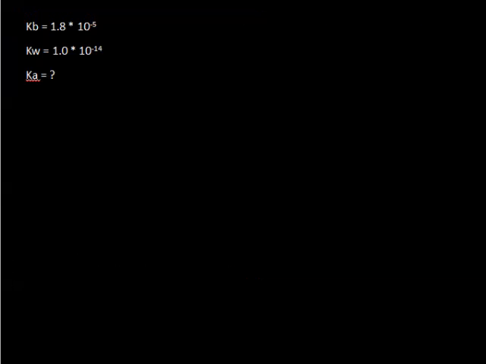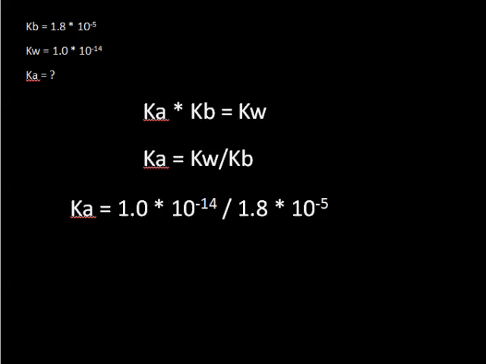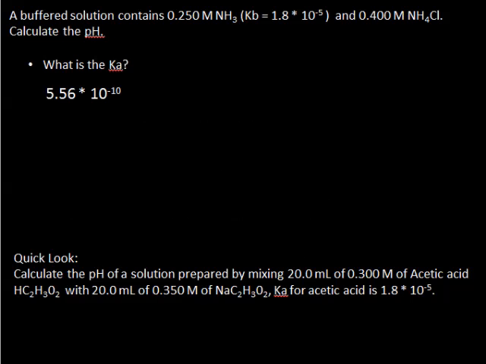So, the Kb is equal to 1.8 times 10 to the negative fifth, and you have the Kw, which is equal to 1.0 times 10 to the negative 14th. So Ka times Kb equals Kw, and using that equation, realize you need to divide Kw by the Kb. And then substitute in, you get 5.56 times 10 to the negative 10th. Now you can use this in the buffer equation.